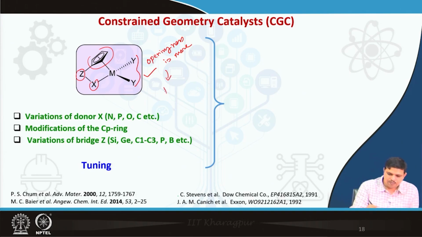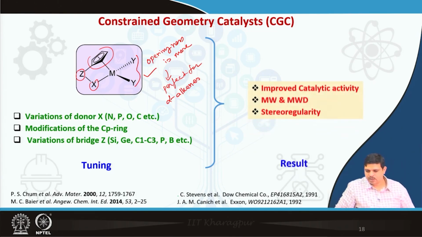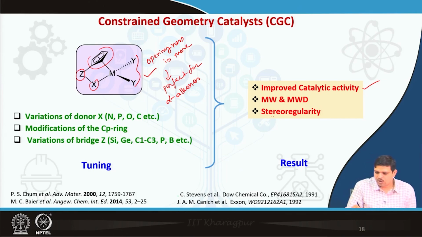So, perfect for other alpha alkenes, not only just ethylene, okay. And you will see that due to the advantageous properties, there is improved catalytic activity. The molecular weight is very huge, you can get ultra high molecular weight, but the only problem is that the stereoregularity is less than the chiral metallocene based catalyst, okay.